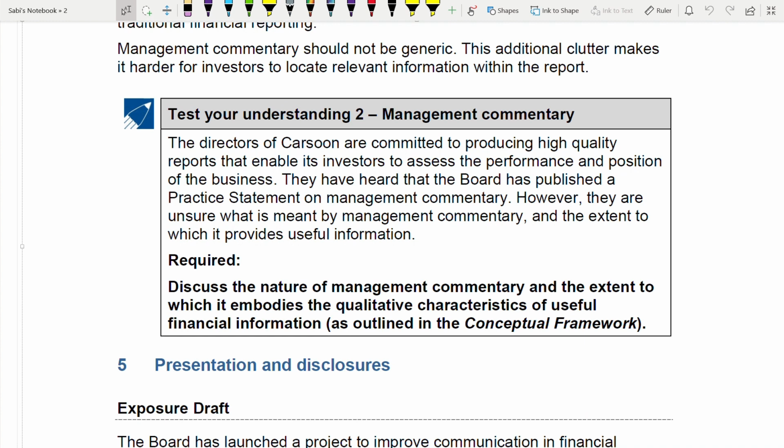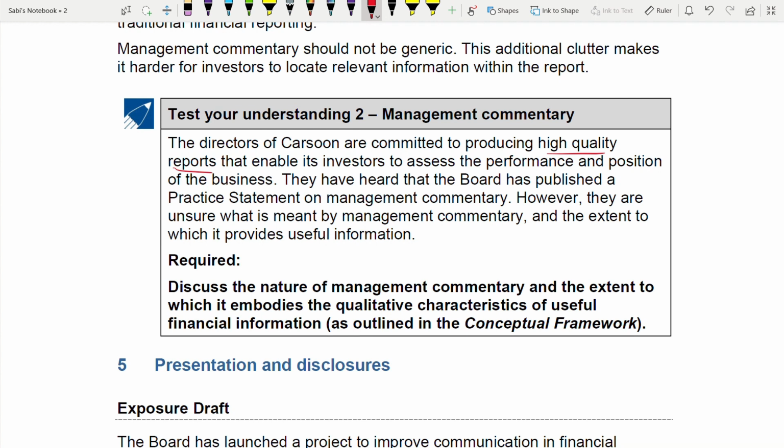Okay, so you need to know how to write, because management commentary, if you see it in simple terms, is more like you're commenting. It's more like a narrative statement that you're making. But how to write a specific answer for management commentary, one needs to know it. Okay, so I'm going to show you through this question. Let's read the scenario. The scenario is very small. So the directors of Carsoon are committed to produce high quality reports that enable its investors to assess the performance and position of the business.